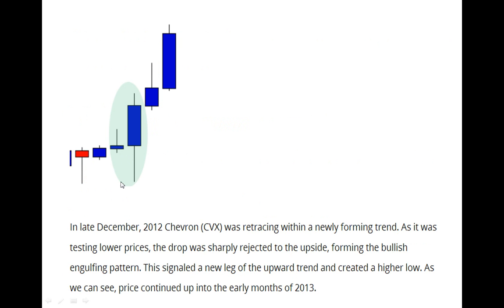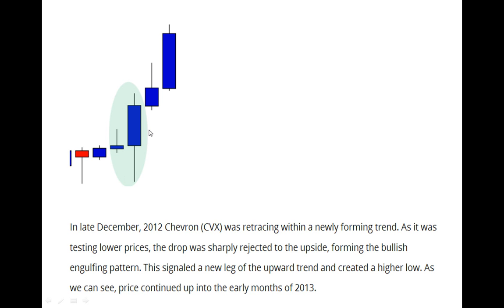This is an example of a bullish engulfing pattern. You can see that this candle has actually engulfed, has overshadowed the previous day's candle. The high is higher than the previous high, the low is lower than the previous low, and the candle opened at this point and closed higher than the open. So this is a bullish engulfing pattern. It's a bullish candle which is also an engulfing candle.